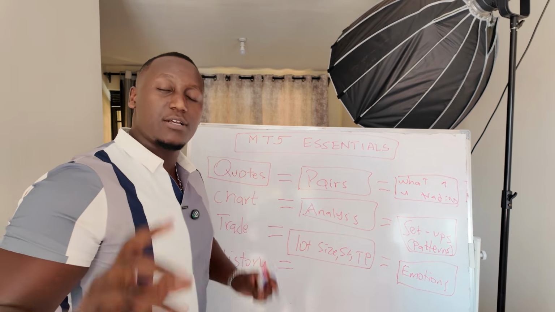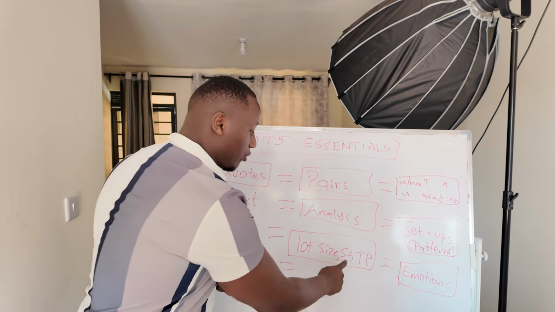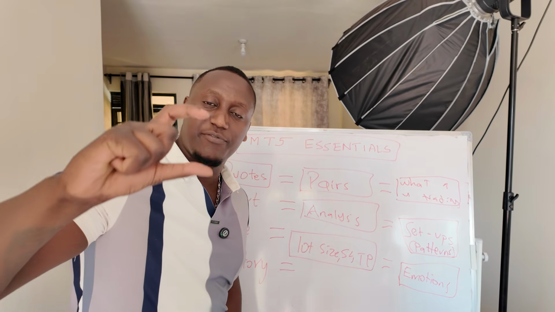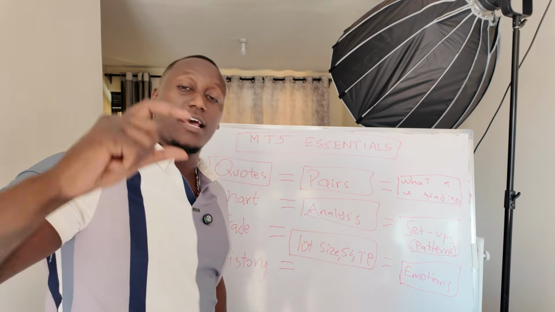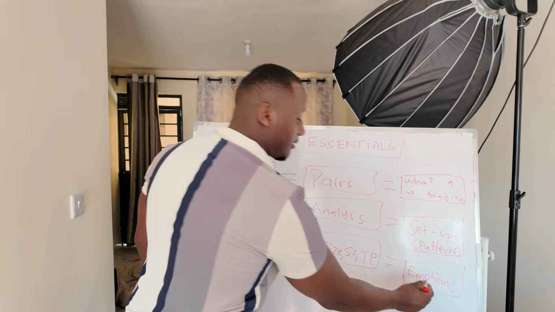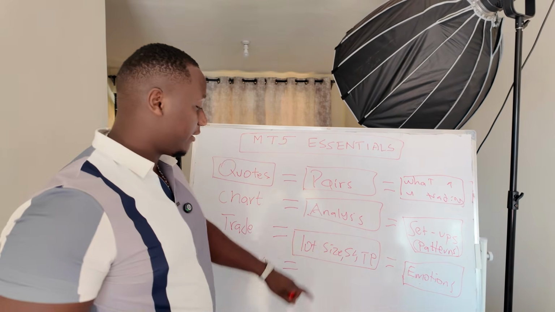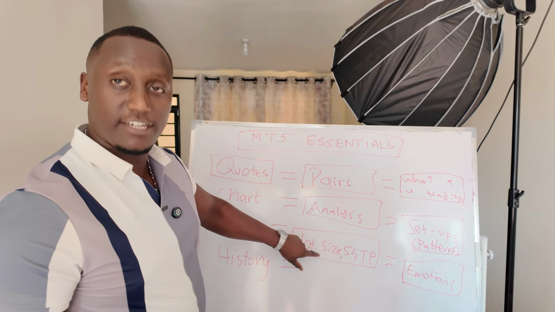Lot size means what you are risking. Stop loss means the specific dollar amount or pip amount you are risking. Take profit means what you are targeting, which means your emotions are in check because you already know your risk.